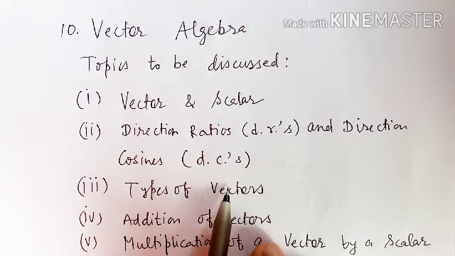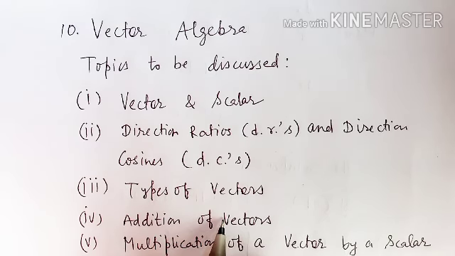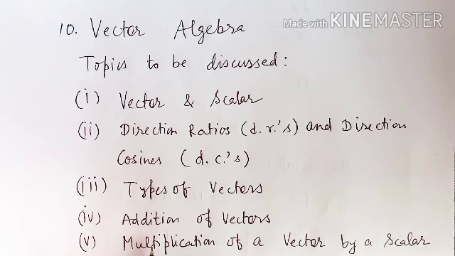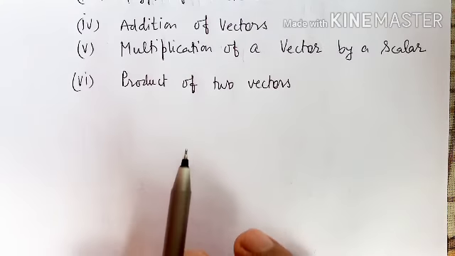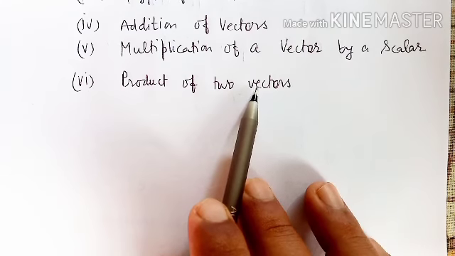Types of vectors: we know zero vector, collinear vector, coinitial vector, equal vectors. Addition of vectors: we know about triangular law of vector addition as well as parallelogram law of vector addition. Then we will study multiplication of a vector by a scalar. At the last we will discuss product of two vectors.